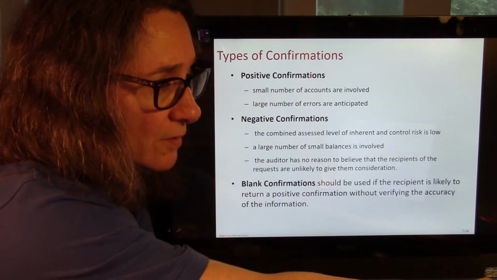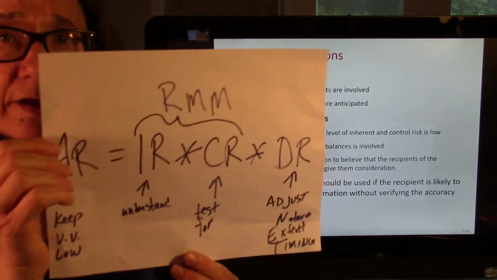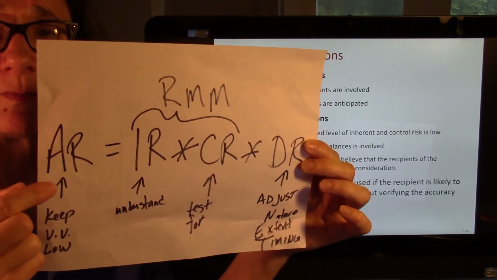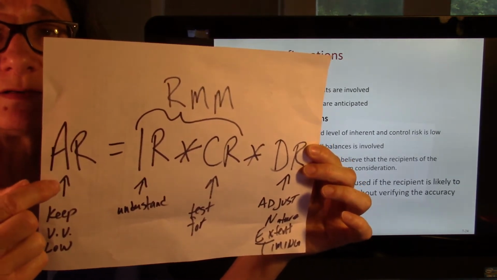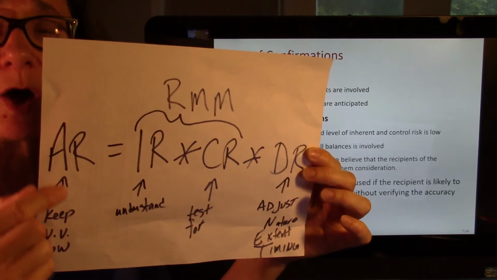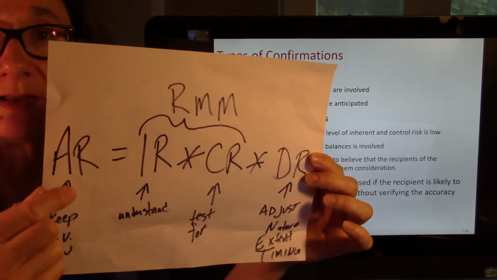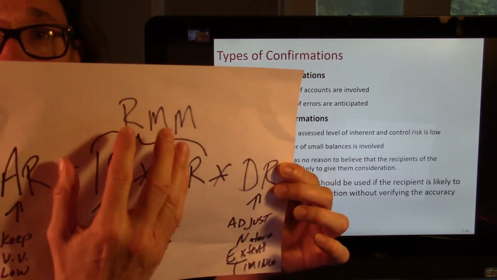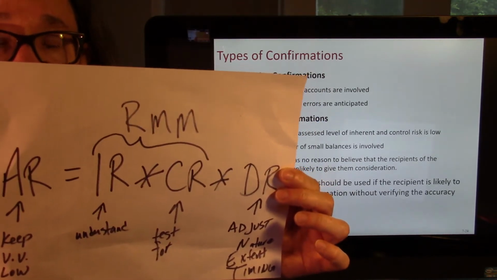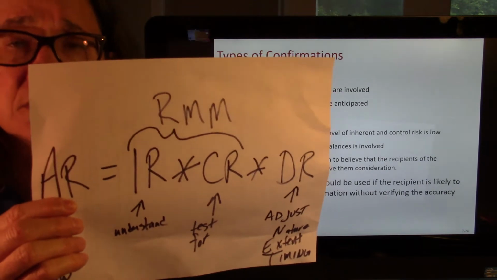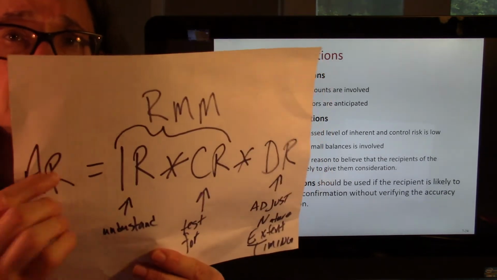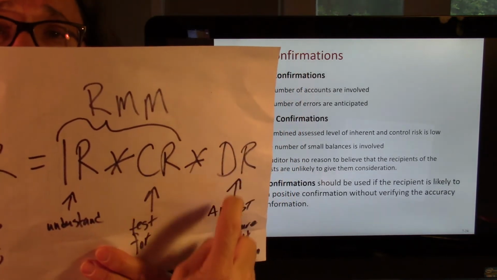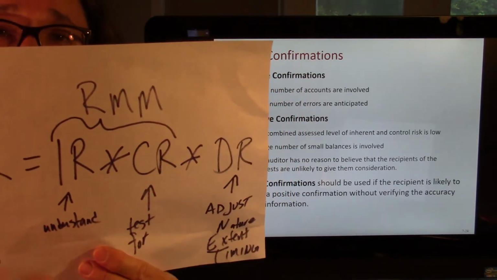If you remember the audit risk model, we want to keep audit risk low. We want to make sure we get that audit outcome right. We don't say they're not misstated when actually they are. We understand the inherent risk and the control risk, so we know what the risk of material misstatement is. With these confirmations, we have to think about, is the risk of material misstatement high or low? And I'm going to adjust my detection risk accordingly.